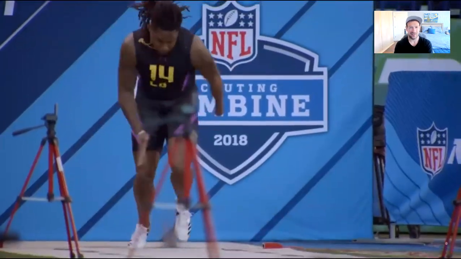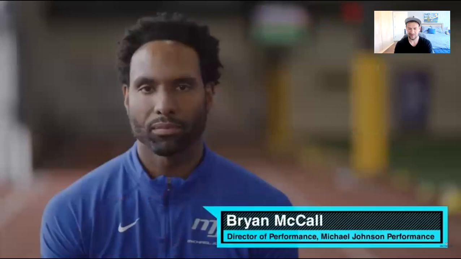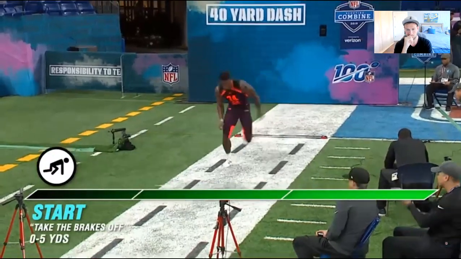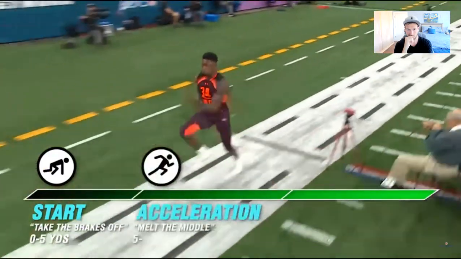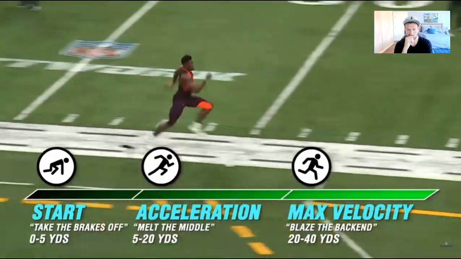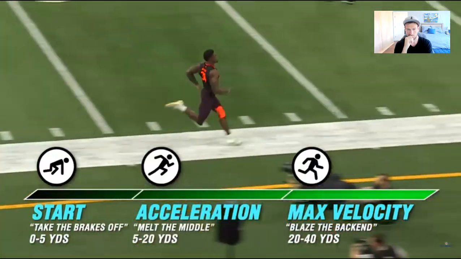I talked to him about taking the brakes off at the beginning. And so to start, there are no brakes. There are no stops. It's all go. In the middle of the 40, I tell them to melt the middle down. So we're coming in hot like butter. On the back end, we want to blaze the back end, just fire on the back end. So I think that sort of resonates with the guys as they run through, understand that we're going to have to be fast from the very beginning of the 40.